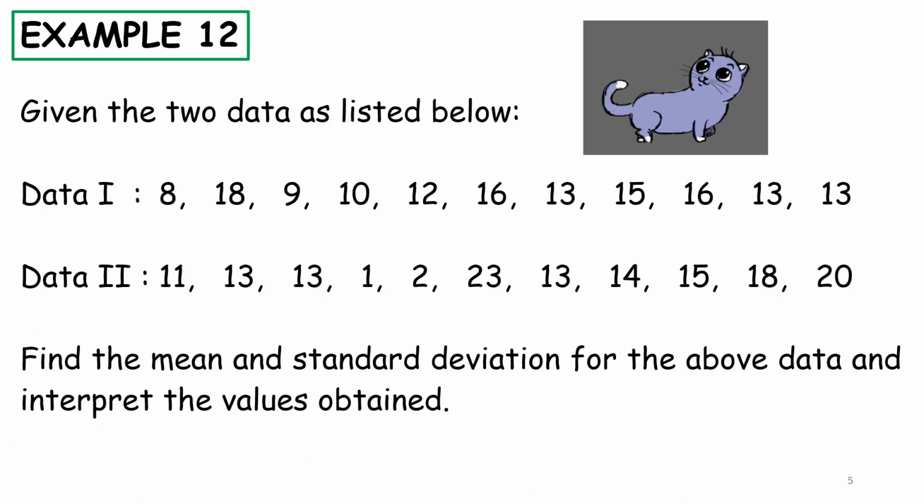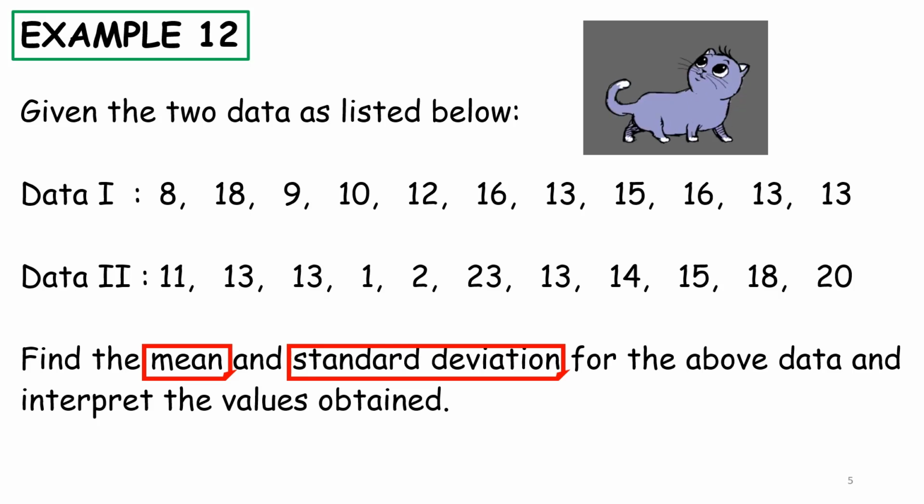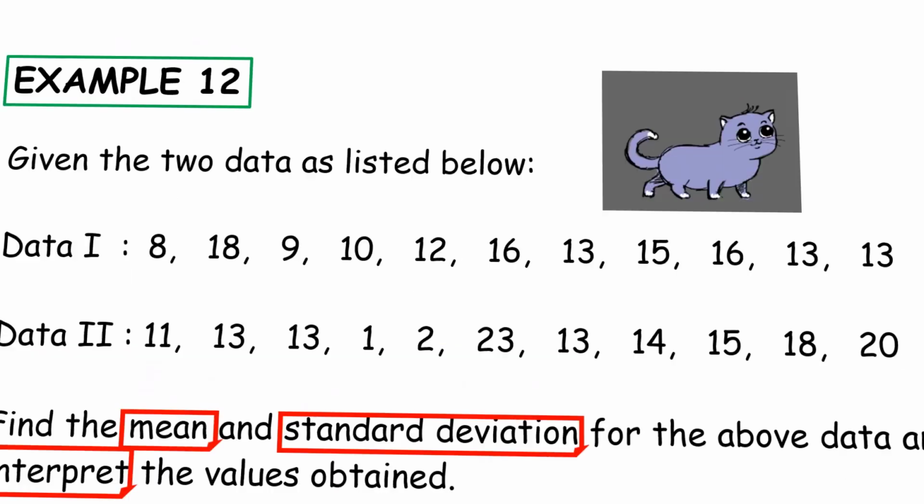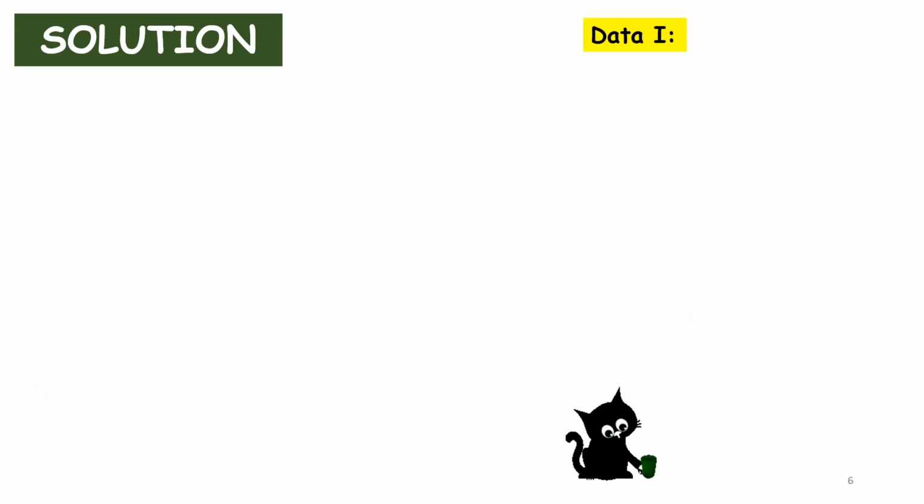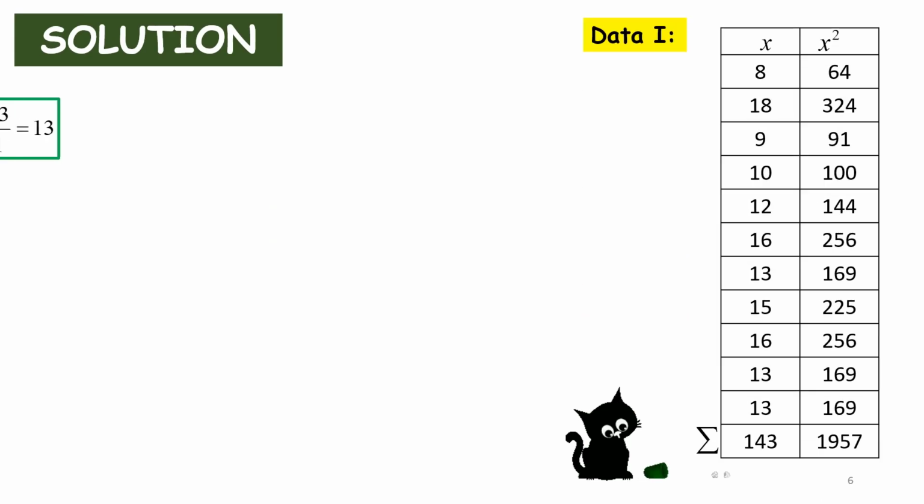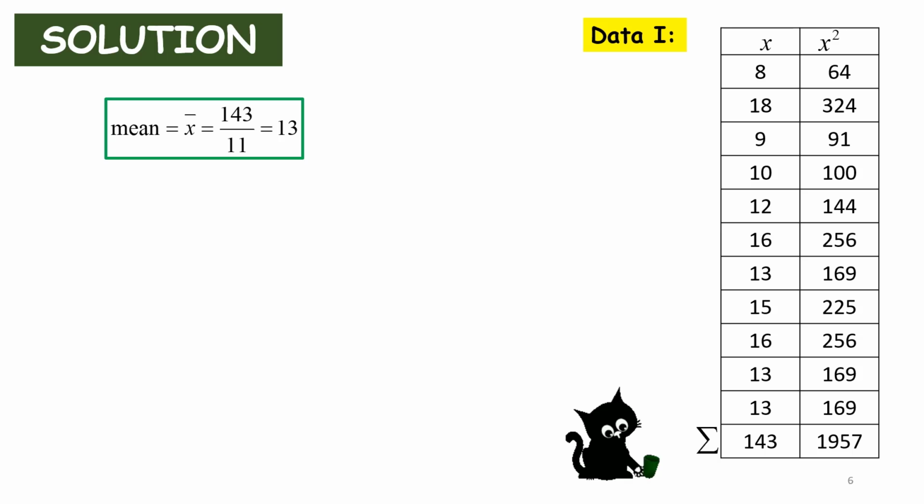Now let's try to answer Example 12: find the mean and standard deviation for the above data, and interpret the values obtained. This question consists of two different data sets, so we have to find the mean and standard deviation for both separately. First, find the mean of the given data. We have learned before how to find the mean of ungrouped data. I hope all of you are able to find the mean.